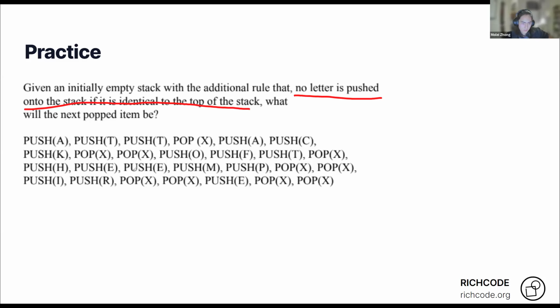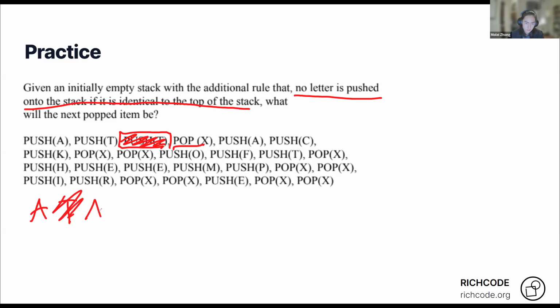Okay, let's go over this problem together now. So we have to keep in mind that no letter is pushed onto the stack if it's identical to the top of the stack. Right. So let's just start. We push A, we push T, and then now it tells us to push T. But the problem says if it's identical to the top, we can't push it. T is T. So we'll just ignore this one. And we pop now. And this is a stack, so we take the top off, which is T.